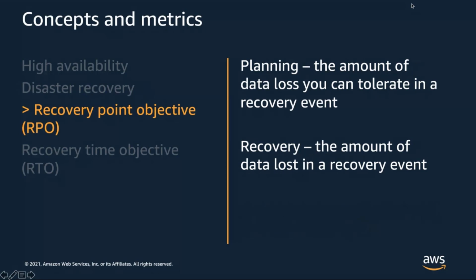It's useful to have some metrics to look at when we're talking about these features, so we have a couple here. Recovery point objective, or RPO, has two contexts. In the planning context, it's the amount of data loss that you can tolerate in a recovery event. In a recovery or feature context, it's the amount of data lost in a particular event. So if your requirement is that you can only lose up to 1 hour of data in a region-level failure, then your RPO is 1 hour. Conversely, if a system experiences 1 hour of data loss, then that system experienced 1 hour of RPO.